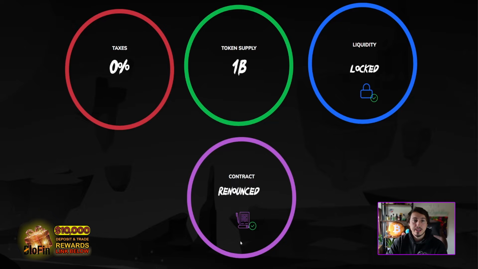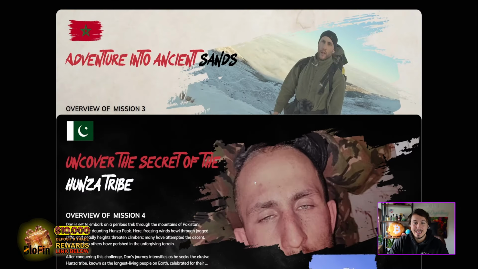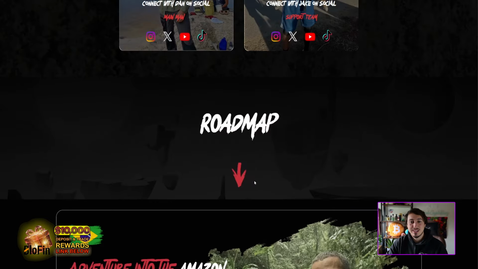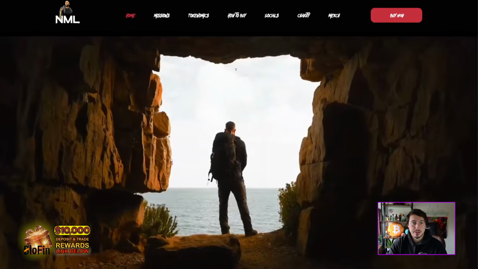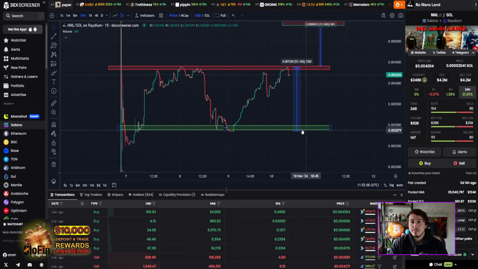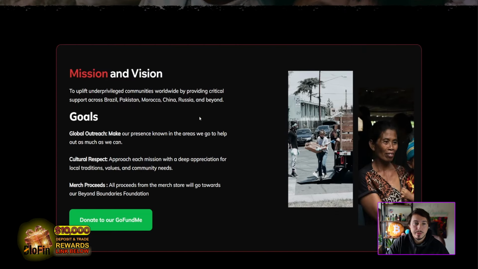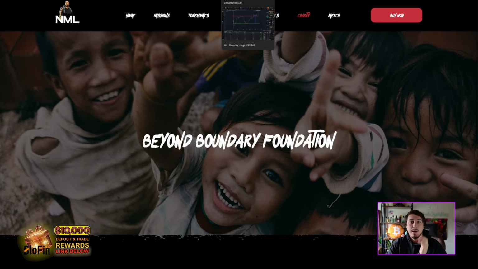Liquidity is locked, the contract is renounced, and there are no taxes for this coin. So I want to just quickly mention this one again, because I think it does look ever so exciting. It could be a coin that absolutely goes wild in the future. It just looks fascinating. So price-wise, let's talk about the price. 0.0042, then I'm going to take you into one of the missions. Not to also forget, they have a charity called Beyond Boundary Foundation. So it's a movement initiative, but it's also got charitable backings behind it.